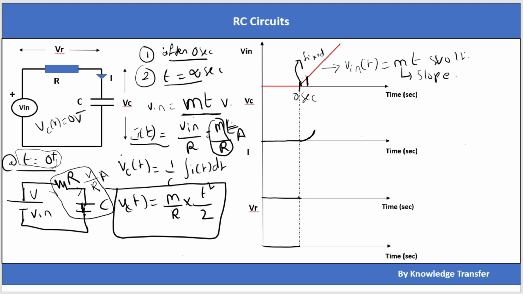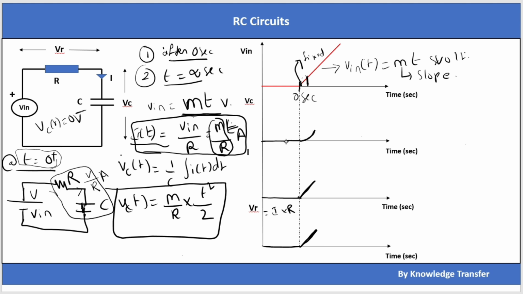In the same way, by seeing this formula, we understand that the current is linear. And the voltage VR is simply VR equal to I into R, so it will follow the profile of the current. Till what time will this parabolic nature be there?